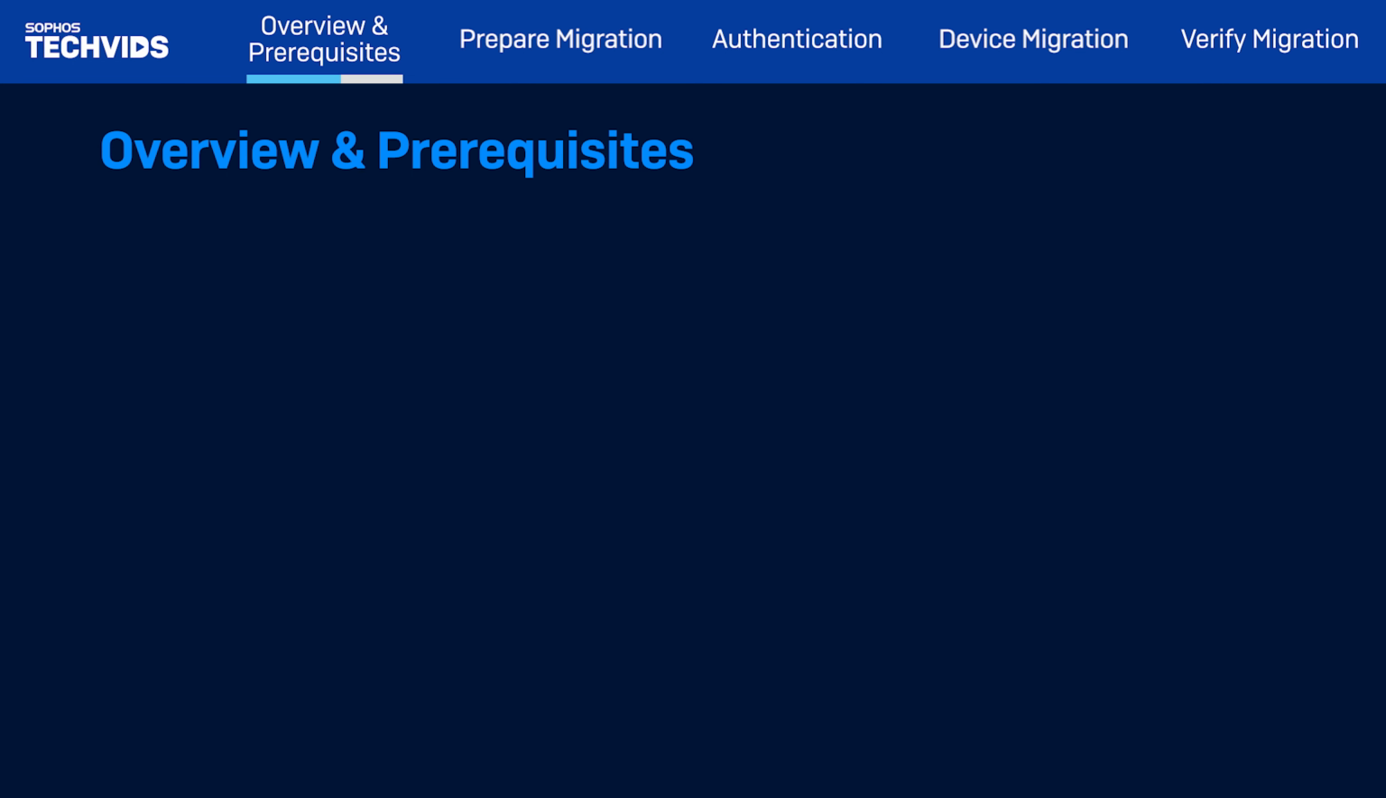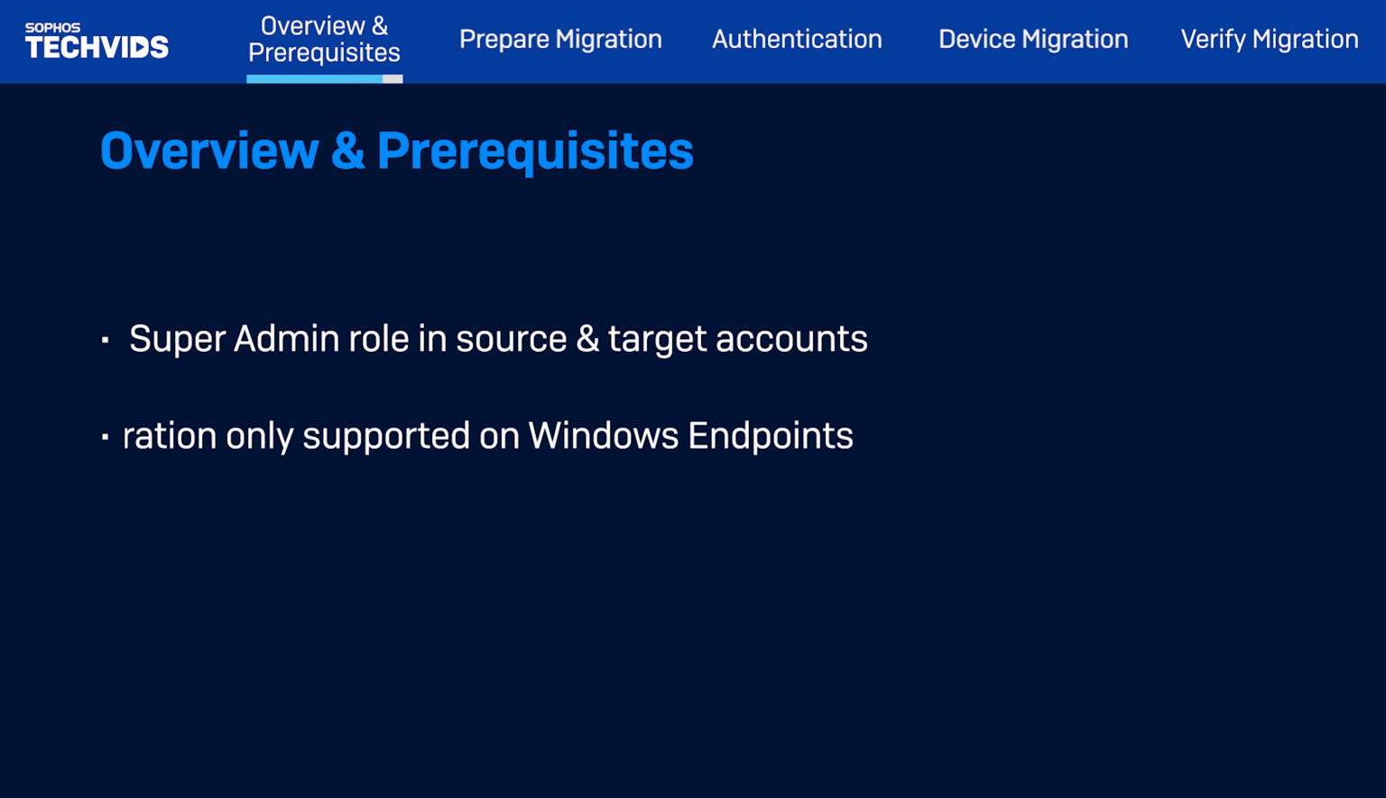Before you begin, you must have super admin access in both the Sophos Central environment you are migrating from and the one you are migrating to. This is so that you can manage and add API credentials. Beware that only Windows endpoints support the API-based migration process.